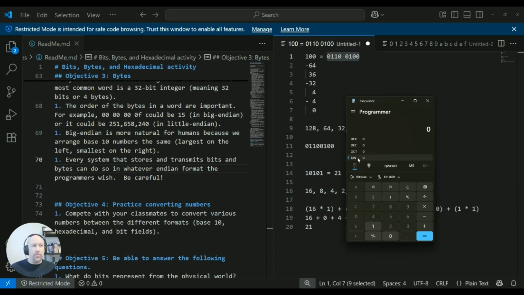I'm going to switch to binary mode, 10101. And notice in decimal, it is the number 21. So calculator is going to do that for you. So if you need to do that by hand, do not do it by hand. Do not do it in your head. Use calculator to make sure you're doing the math correctly.